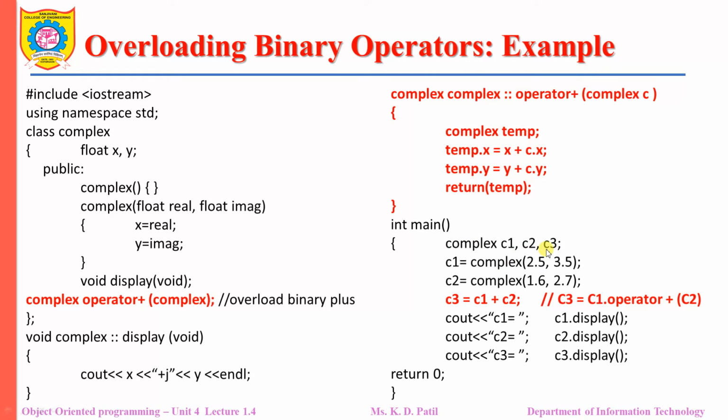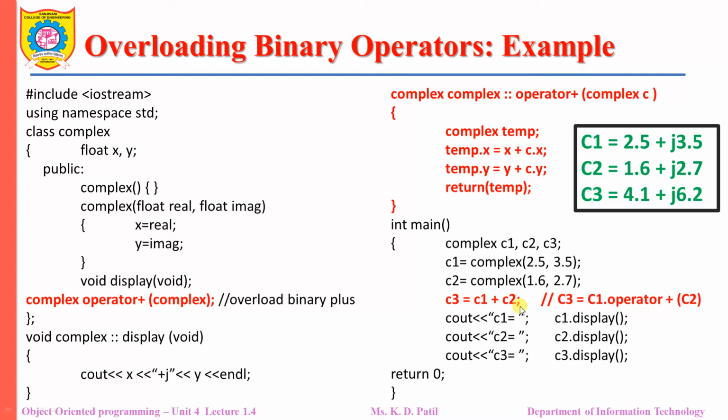Now here I have three objects in the main function as I told you. For the first object I am going to pass the arguments: 2.5 as the real number and 3.5 as the imaginary number. For object C2 I am going to pass the value 1.6 as the real number whereas 2.7 as the imaginary number. And here C3 equals C1 plus C2 will perform the addition of these two complex numbers and I will get the output as 4.1 as the real number and 6.2 as the imaginary number.